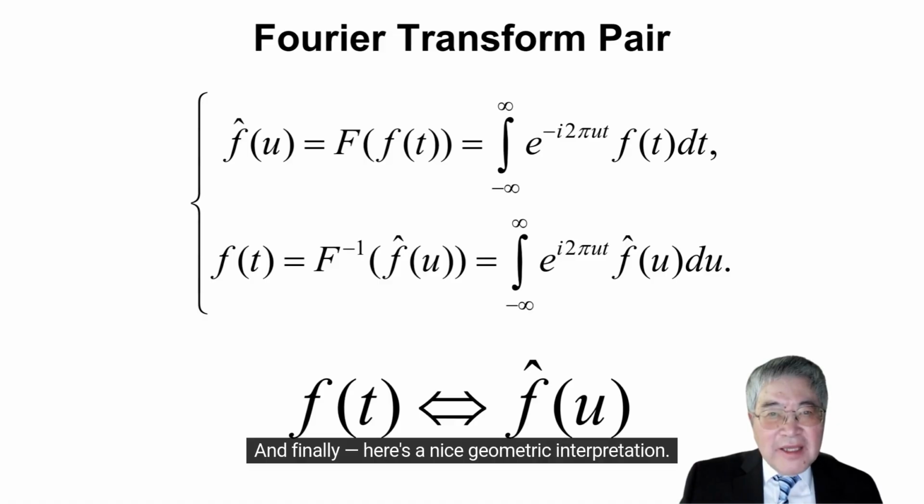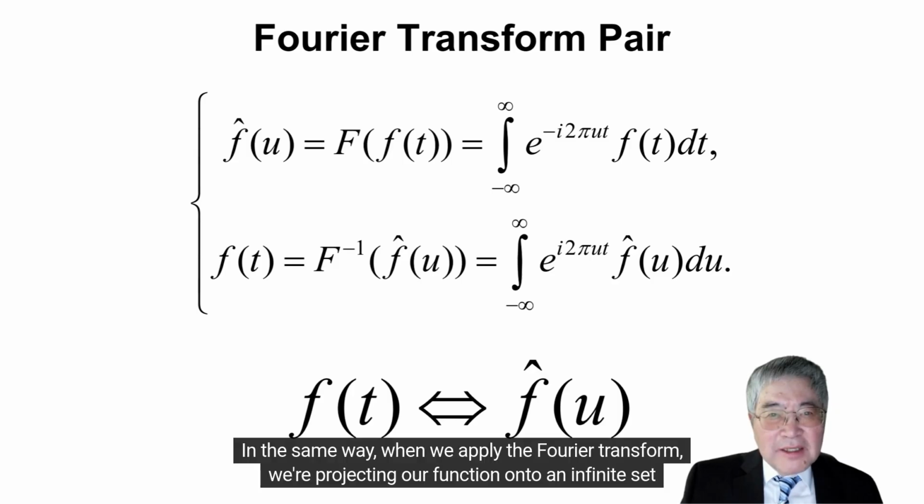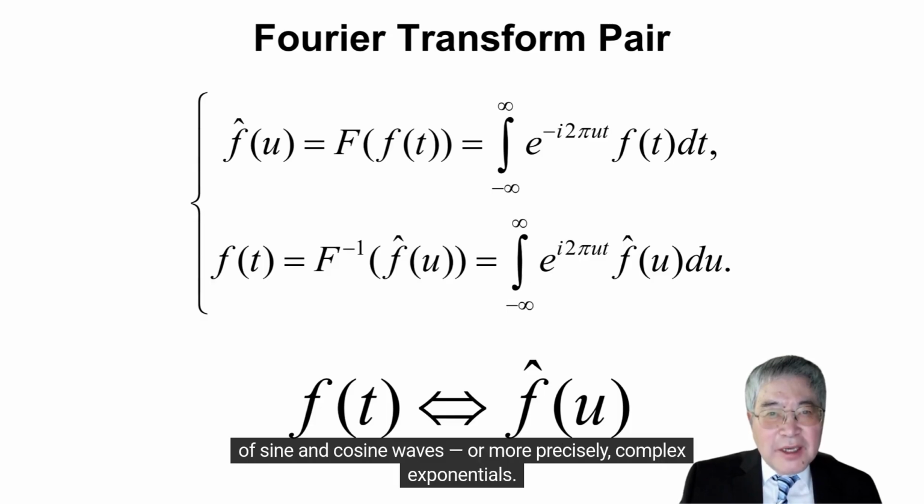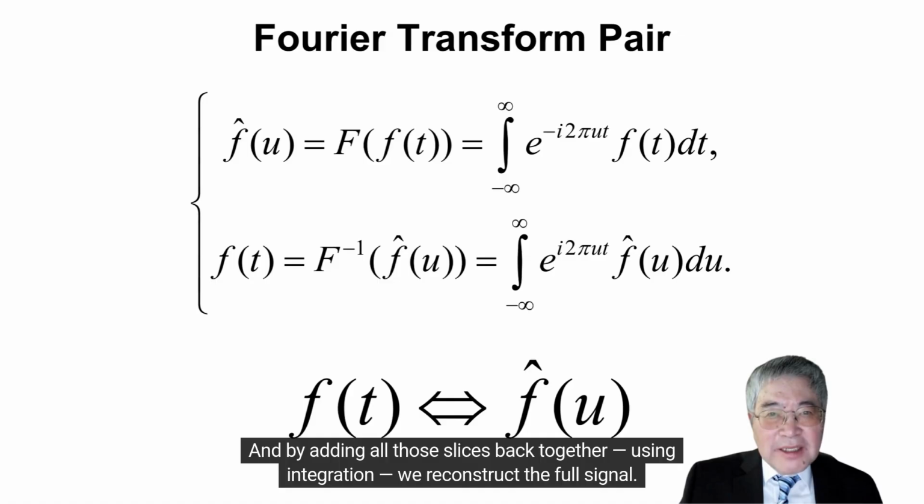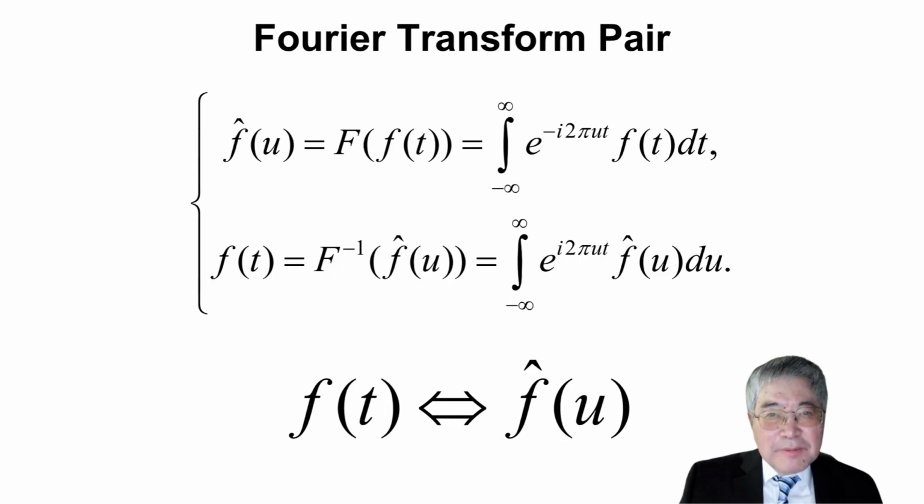And finally, here's a nice geometric interpretation. Think of projecting a 3D vector onto the x, y, and z axes. In the same way, when we apply the Fourier transform, we're projecting our function onto an infinite set of sine and cosine waves, or more precisely, complex exponentials. Each frequency contributes a tiny slice of the original signal. And by adding all those slices back together using integration, we reconstruct the full signal.